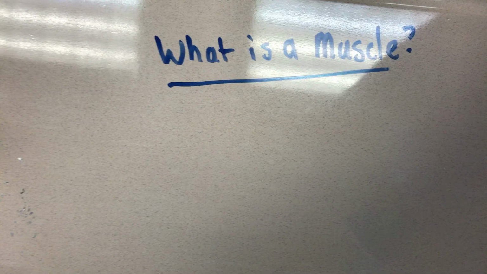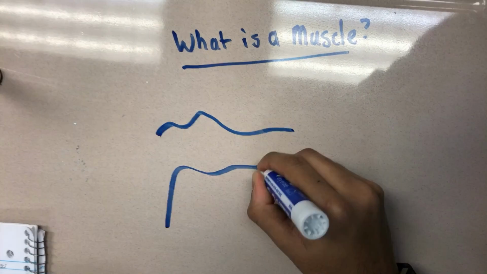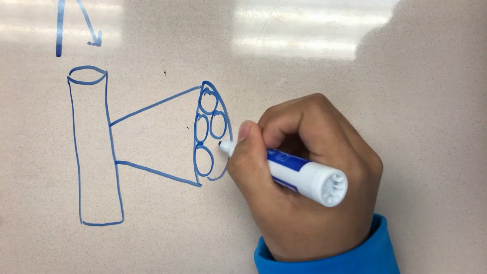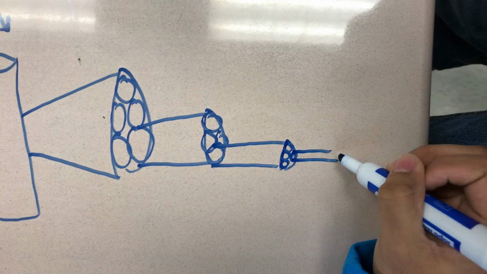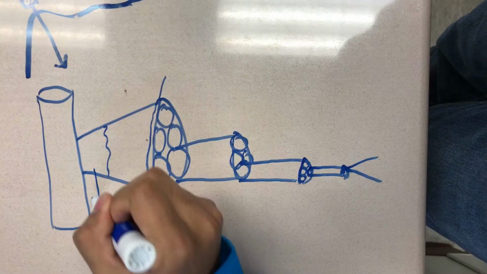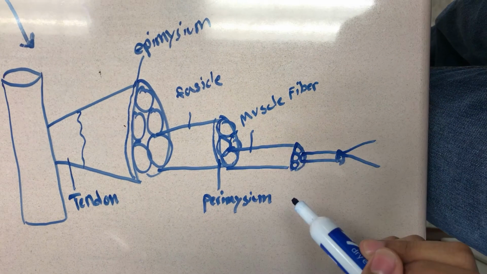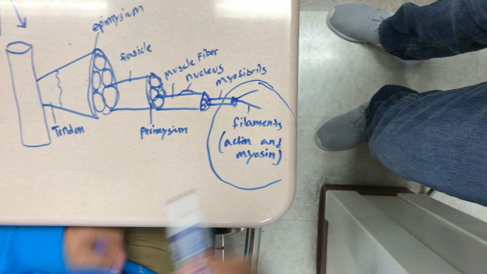So what is a muscle? In our case, we are talking about skeletal muscles, which are voluntary muscles that are connected to the skeleton and form the mechanical basis that moves our body. So muscles are divided up into subsections, the first being fascicles, then muscle fibers, followed by myofibrils, filaments, and then those filaments are made up of actin and myosin.